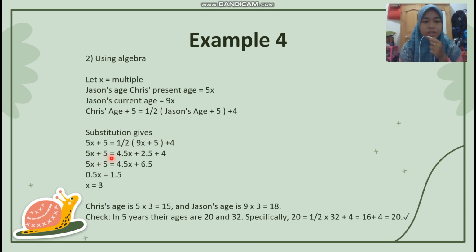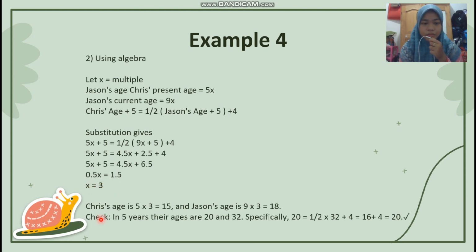equal 4.5x plus 2.5 plus 4. 5x plus 5 equals 4.5x plus 6.5, and will be 0.5x equals 1.5, and we can find x is 3.